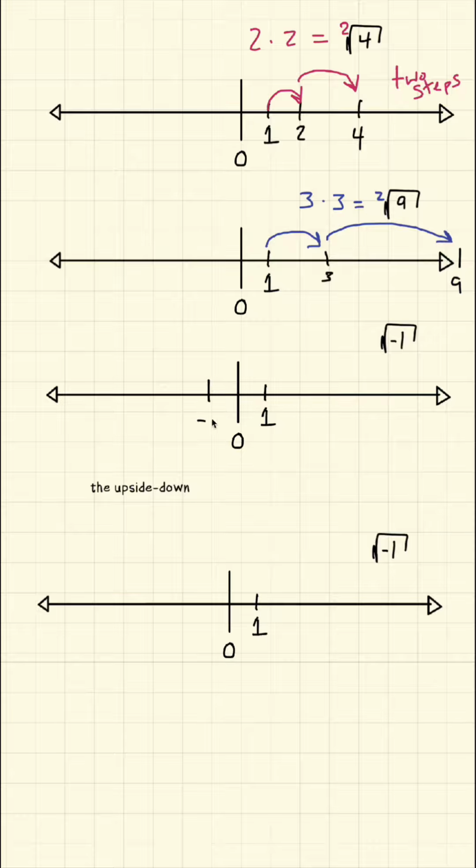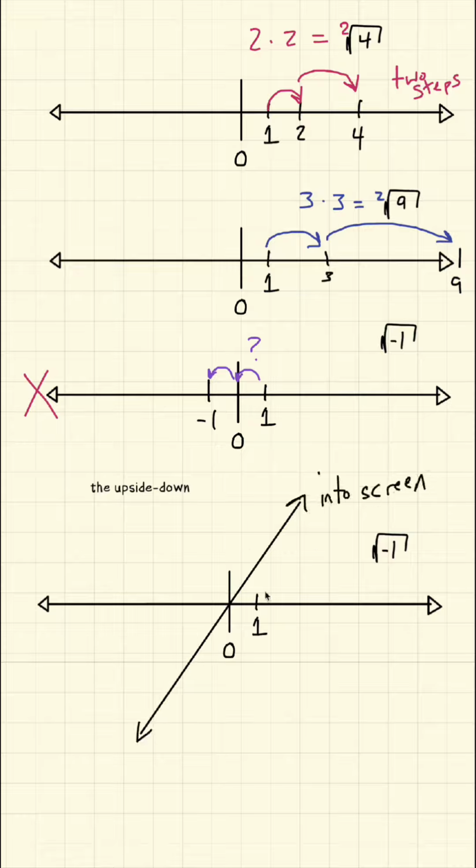Then we say, what about the square root of negative 1? We need to do 2 steps going from 1 to negative 1. But multiplying by 0 is 0, so that doesn't work. What we actually need is a new dimension, the upside down, an orthogonal plane, or a plane perpendicular to where we're at, in another dimension.